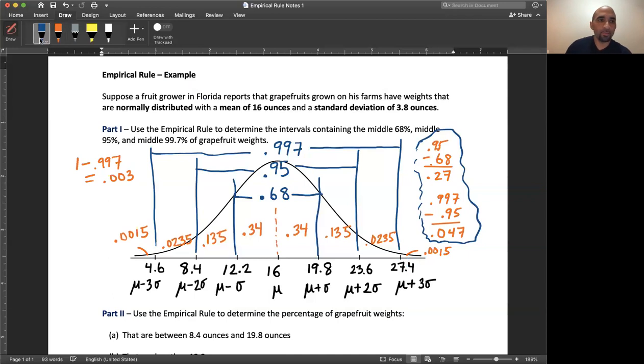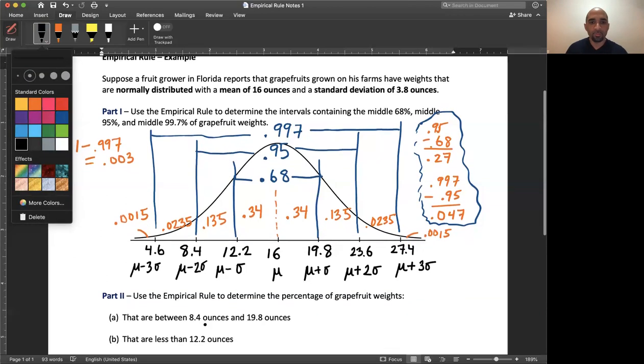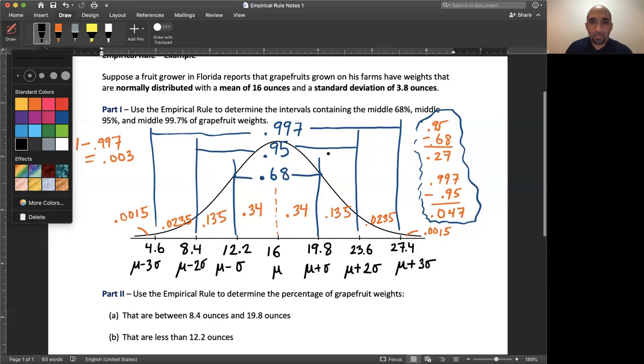Okay, so we basically have done this analysis to actually answer part 2. Just to recap, the middle 68% of weights go from 12.2 to 19.8. The middle 95% of weights go from 8.4 to 23.6. And the middle 99.7% of weights go from 4.6 to 27.4. We found these additional percentages in orange to answer the questions below.